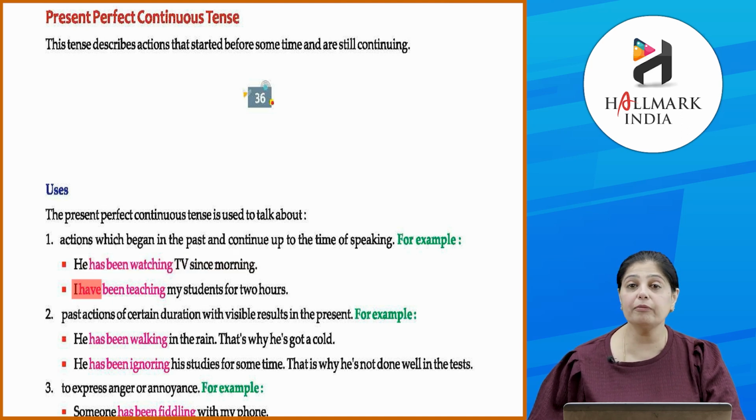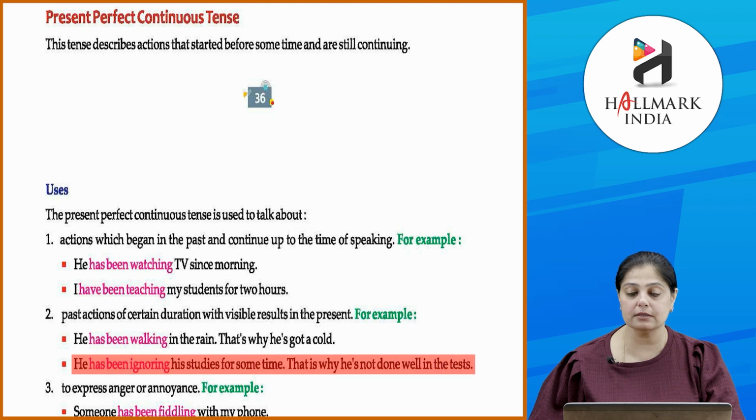I have been teaching my students for 2 hours. Now, the second point is, it is used to talk about past actions of certain duration with visible results in the present. For example, he has been walking in the rain. That's why he's got a cold. He has been ignoring his studies for some time. That is why he has not done well in the tests.